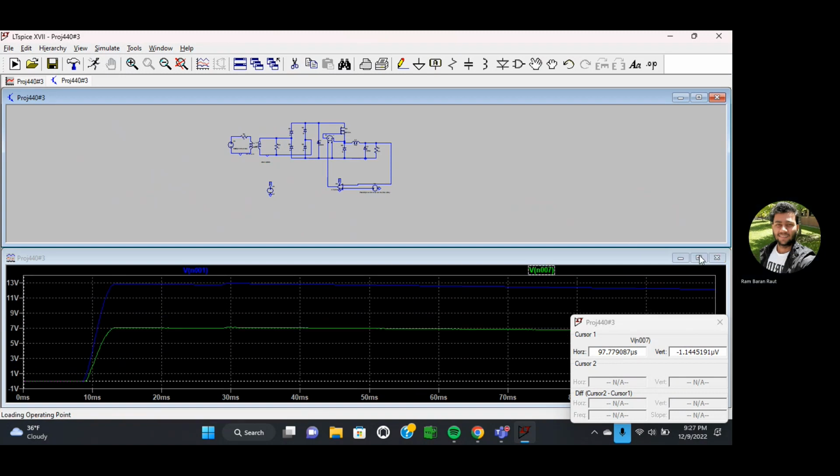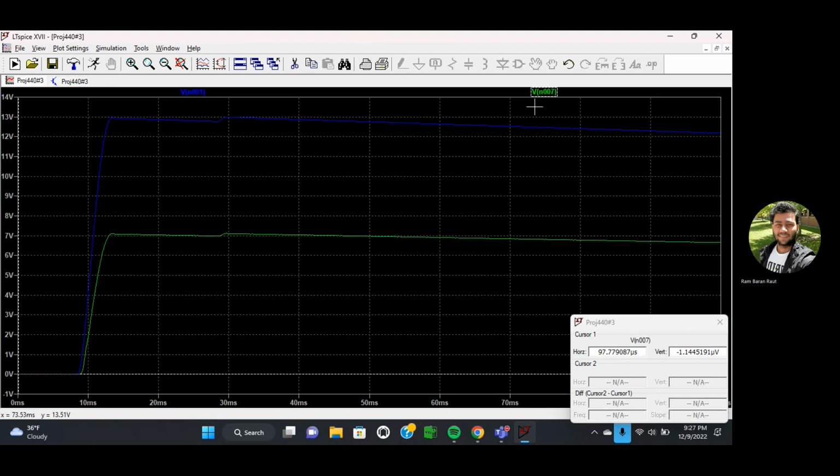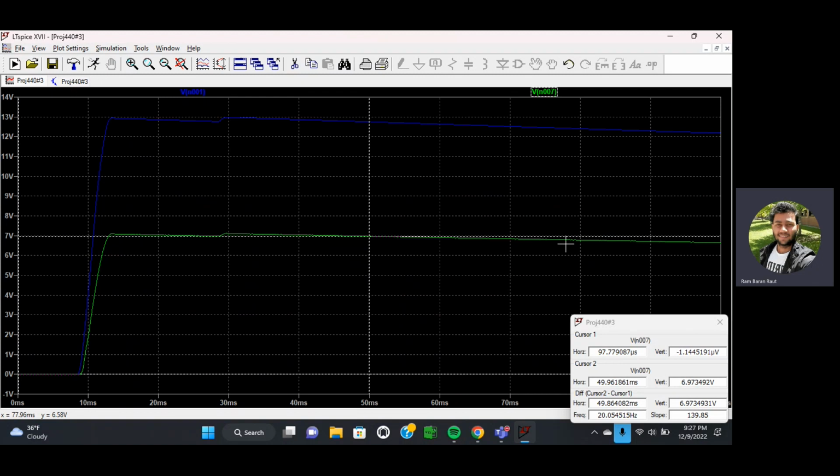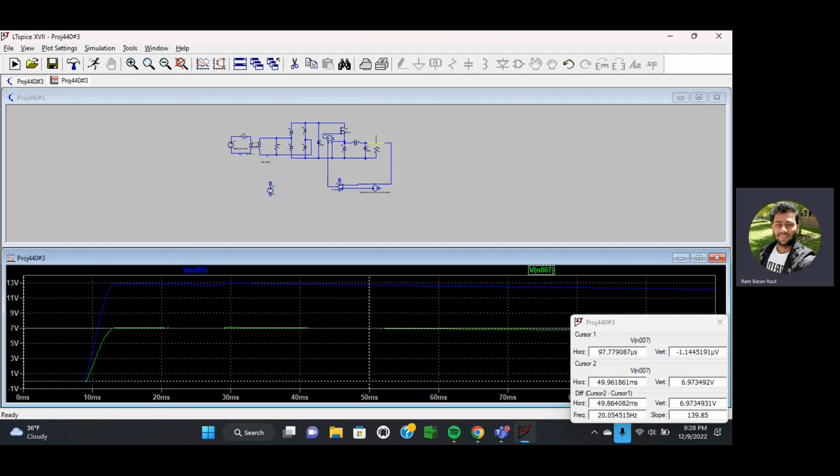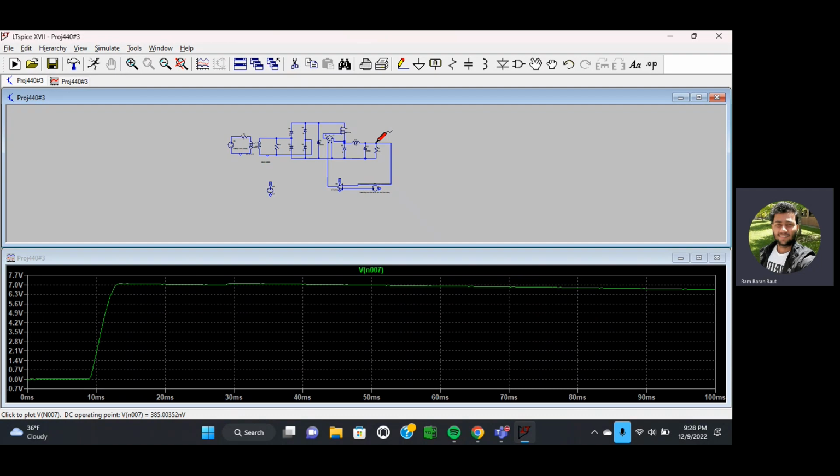Let's see this. You see? So it has, let me see, it's cursor 2. It's like 6.97 volt, the output voltage. Let's measure one more time over here. It's like 7. Now over here, from here to here, it's 7 volt. It's going somehow like lesser.